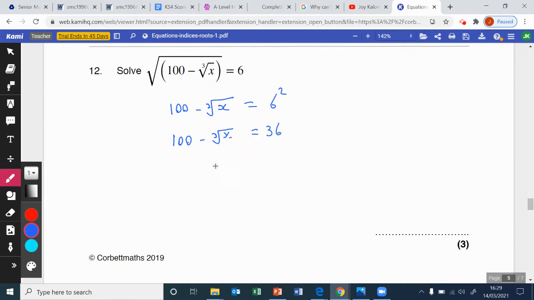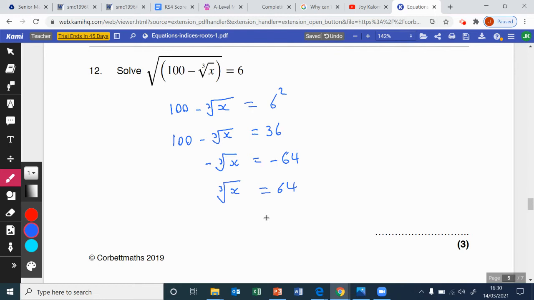Okay, we can take away 100 from both sides. So minus the cube root of x is equal to minus 64, because you're doing 36 minus 100. And then we can cancel the minuses. So we have the cube root of x is equal to 64. Okay, and then what we're going to do from here is we are going to cube both sides.